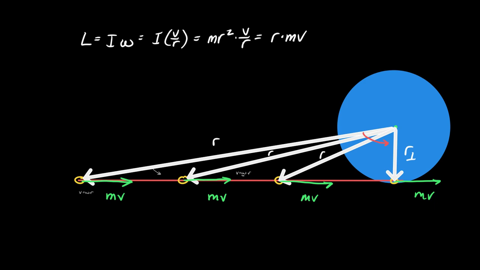Now, I'm showing you this even though it's unnecessary to understand the topic. I'm showing you where something comes from. Because what we actually say is that, and we use a lowercase l for this, a point particle has angular momentum relative to a pivot point. This only makes sense in the context of a problem like this. But what we say is a point particle has angular momentum relative to a pivot point.